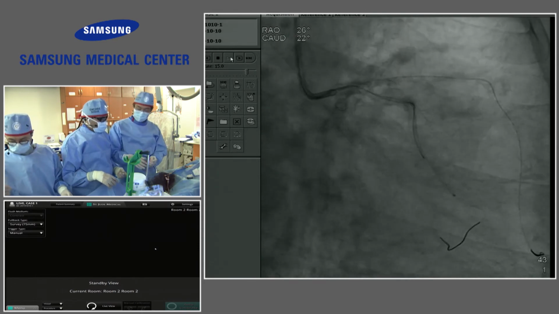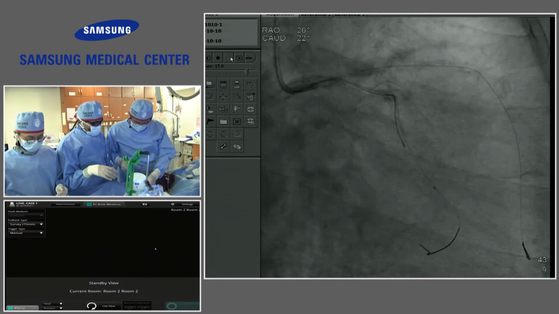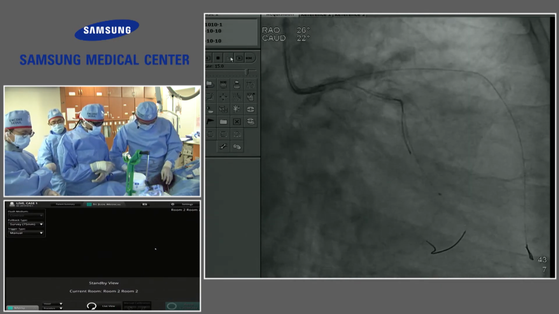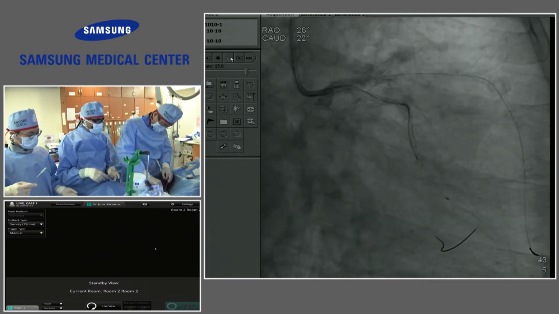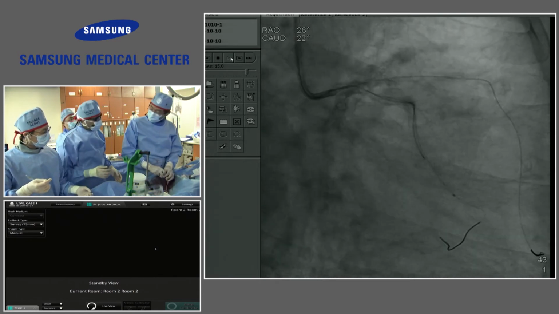So emergency bailout procedure, you actually did. I think this ended up being a nice case because it shows the reality of real-life calcific disease. You like that we are in trouble, right?